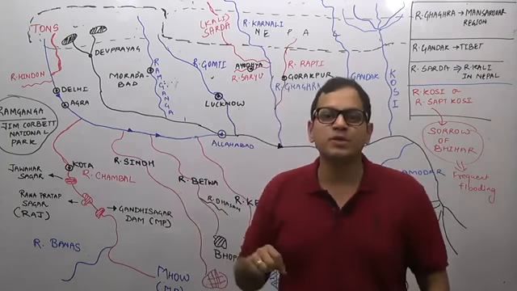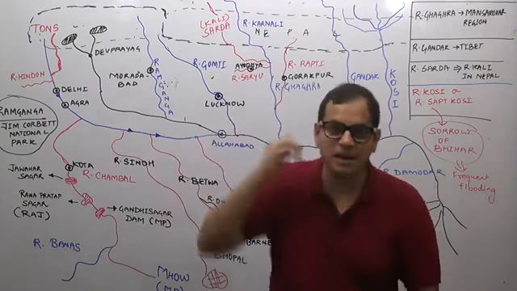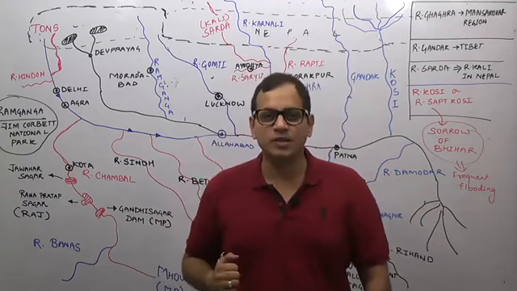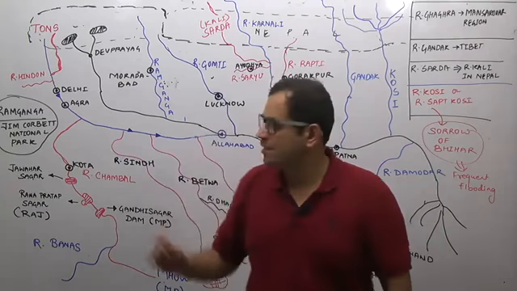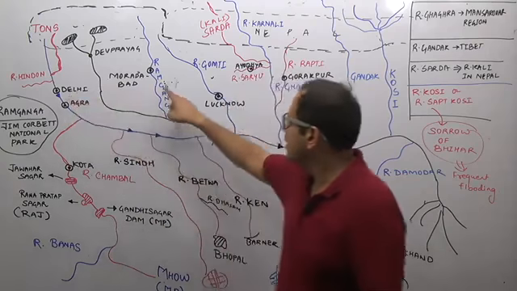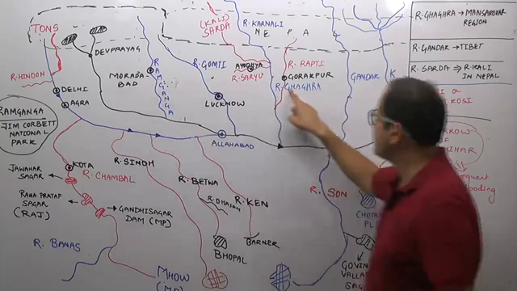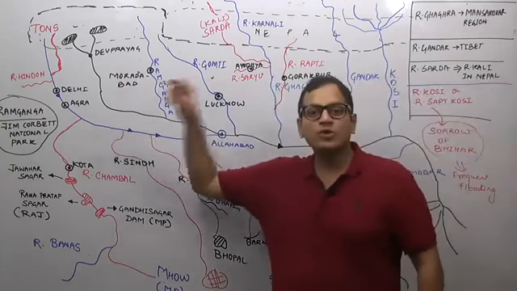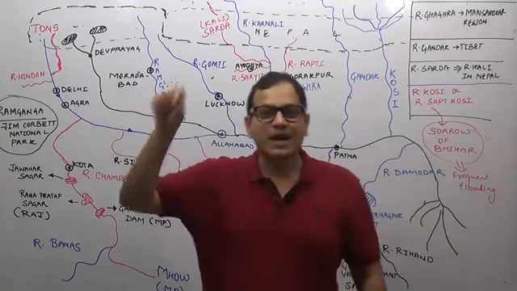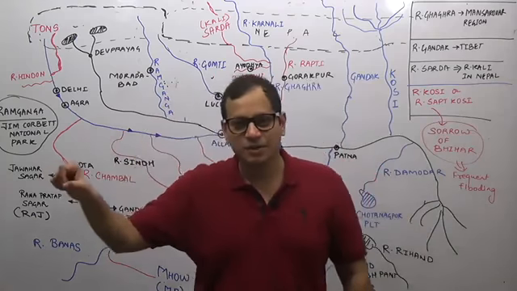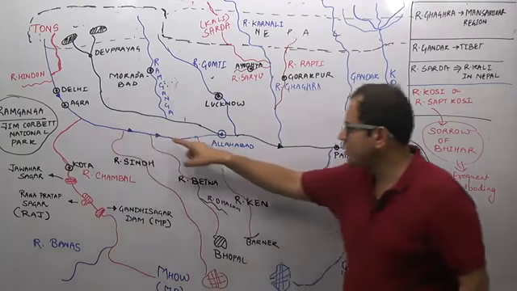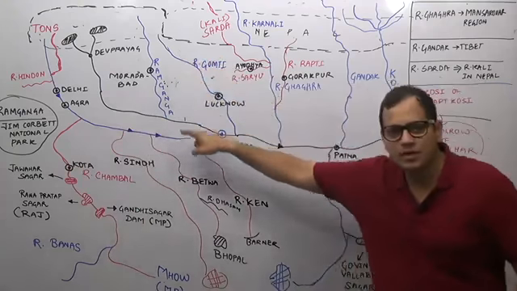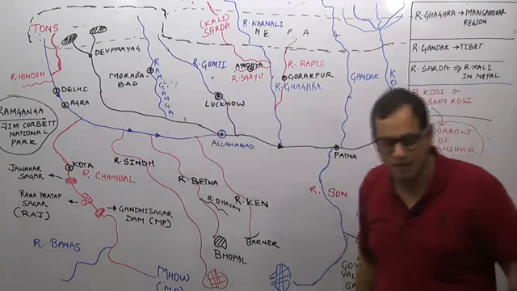The important tributaries of river Ganga are, some are the Himalayan tributaries, some are the peninsular tributaries. The important Himalayan tributaries are river Yamuna, river Ramganga, river Gomti, river Ghagra, river Gandak, and river Kosi. River Yamuna, though it is a Himalayan tributary, unlike the other Himalayan tributaries, joins river Ganga at its right hand, while all other Himalayan tributaries join river Ganga at its left hand.